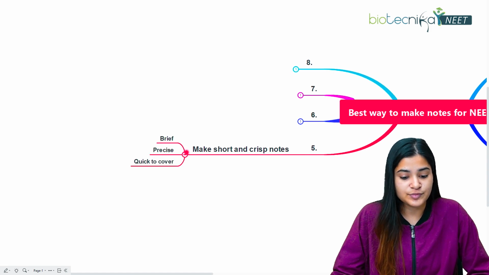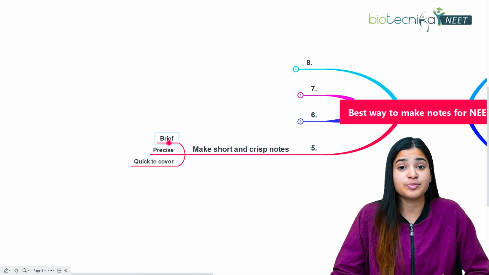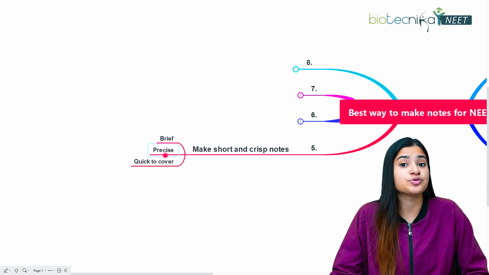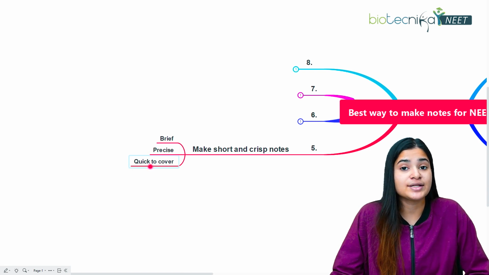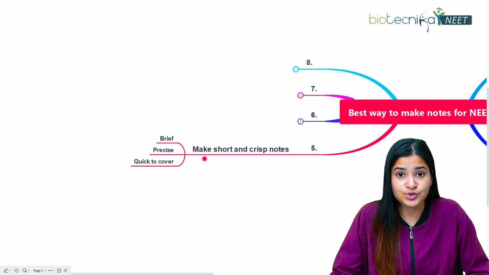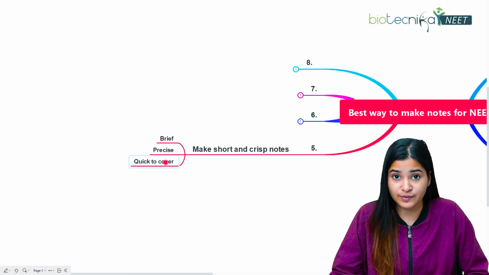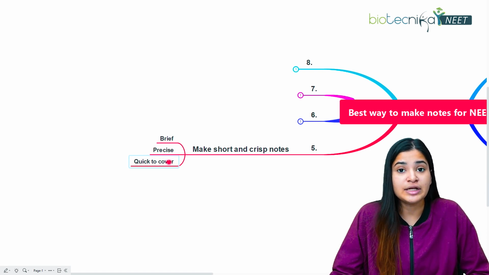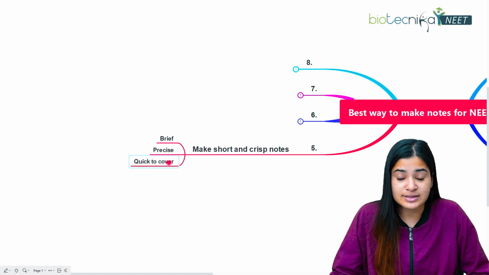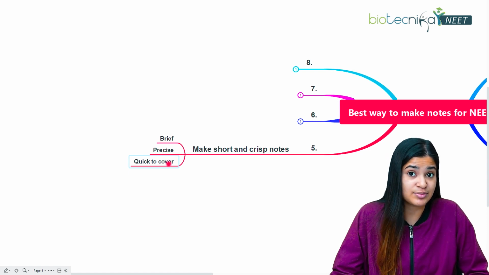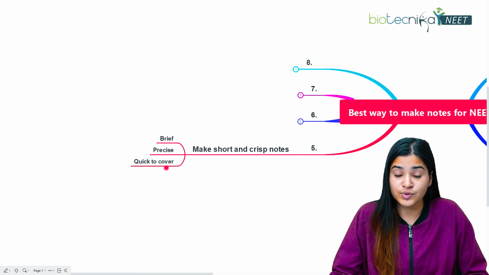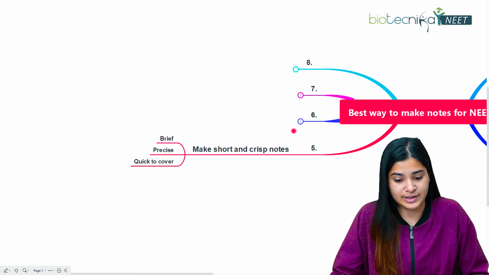The short and crisp notes should be brief, which means compact. It should be precise, which means to the point. And it should be quick to cover. That's why we want short notes, because they should be quick to cover. Even if you're reading one chapter, in 15 minutes you are understanding every chapter. It will enhance your revision potential, the number of times you are revising, and that is helpful especially for NEET aspirants, because you have to remember a lot of things. So you should make notes that are quick to cover or revise.